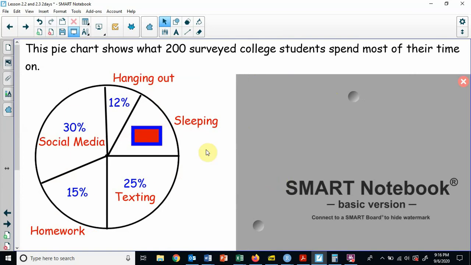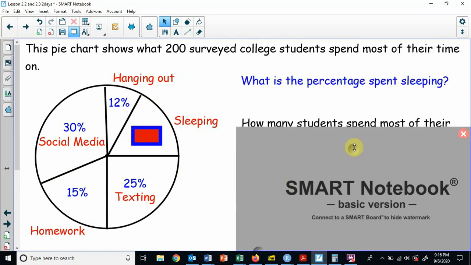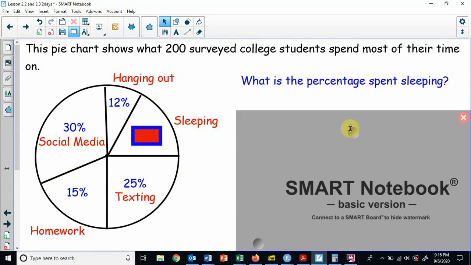So this is a pie chart if you did not know that. I think everybody knows that, but just in case. Now the first question we'll ask you is what percentage of students spent the most time sleeping? And I do want to point out something. A pie chart, we have to remember the total.